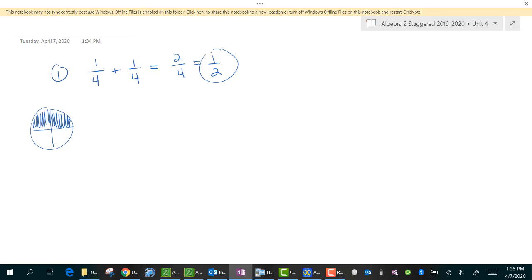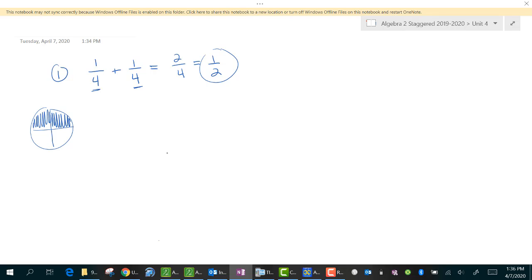So for example, the first problem I'm going to make pretty easy, hopefully. If I have 1/4 plus 1/4, I want to figure out what that is combined. If you picture a pizza, I have the first 1/4 of the pizza, the second 1/4 of the pizza. So all together I have 2/4 or 1/2 of the pizza shaded in. With fractions, as long as my denominators are the same, you can just add the numerators. So 1 plus 1 is 2, and the denominator remains 4.